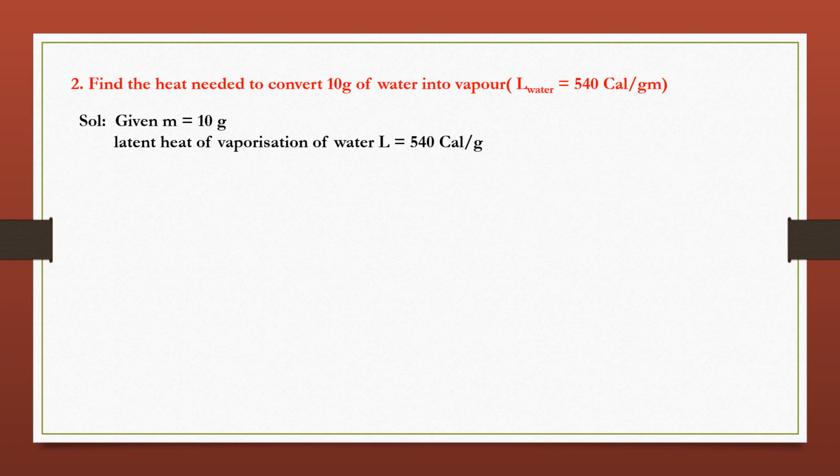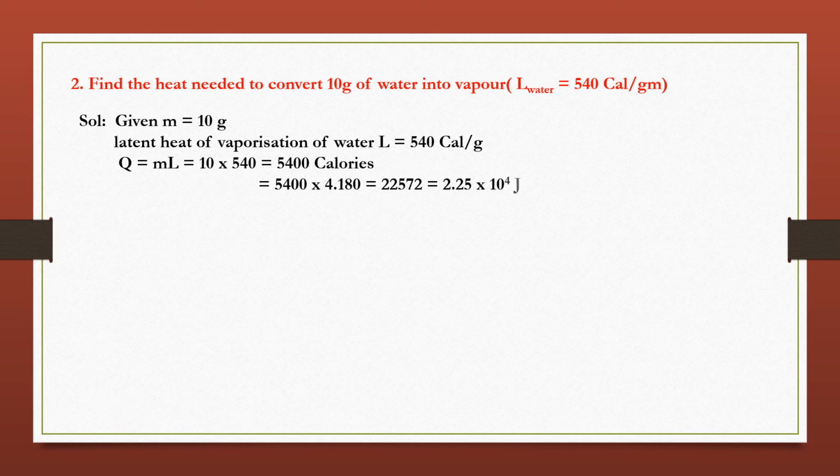In this problem only the state is being changed, there is no change in the temperature. So we are using the formula Q is equal to mL, and substituting the values, you will get the answer as 5400 calories. This can be converted into joules by multiplying it with 4.18. Finally you will get 2.25 into 10 power 4 joules.